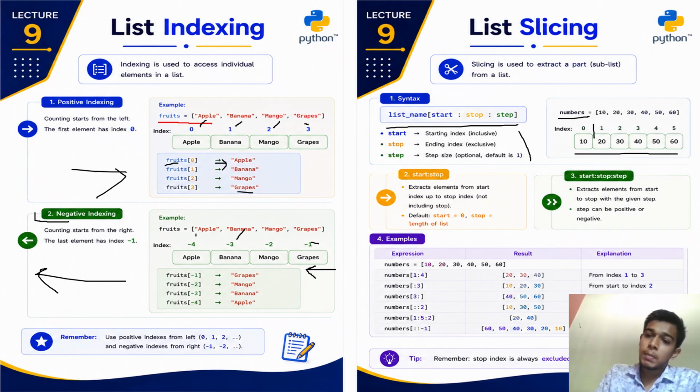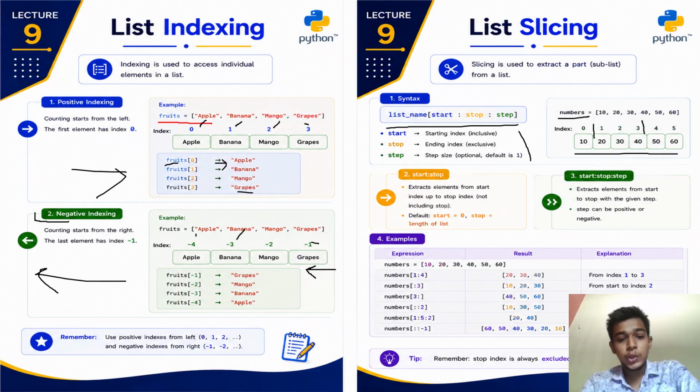It is written 4, but remember the stop index is never taken, the stop index is never included, so the third index will be the last one taken. So the output will be only 20, 30 and 40. Now the second example, numbers[:3], here you can see there is nothing before the colon and then 3. So the output will be 10, 20 and 30.